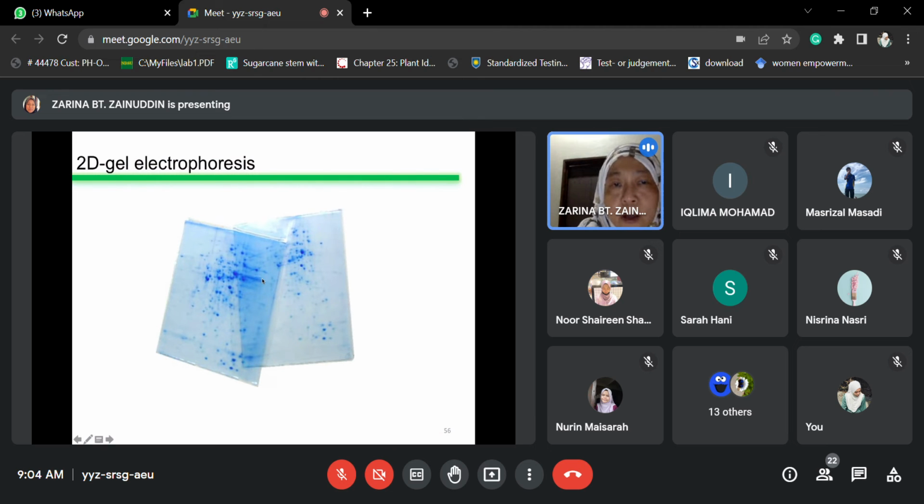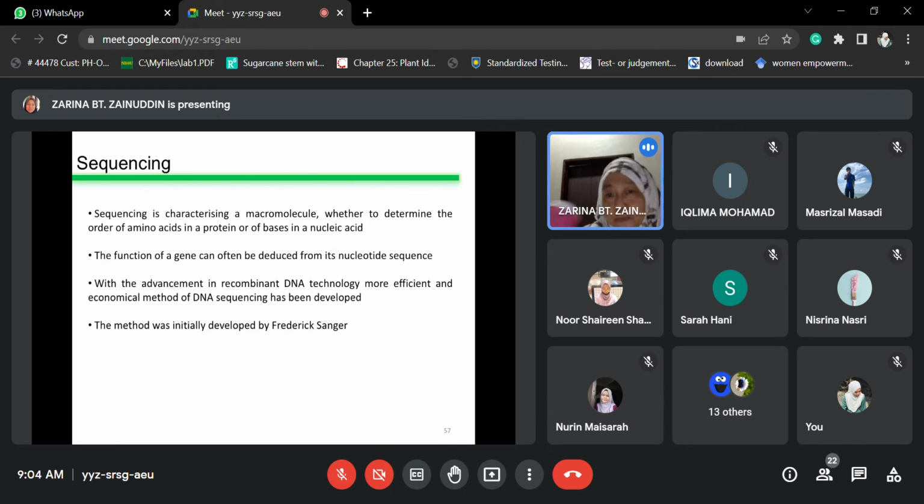So at the end of the experiment, what you will get is the spots, and you will identify the protein from the spots. Okay, any question? Any questions so far? No. Okay, clear? So now I will explain to you about sequencing.